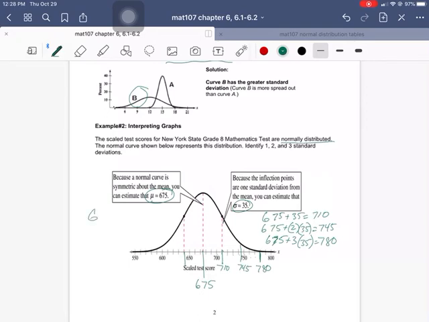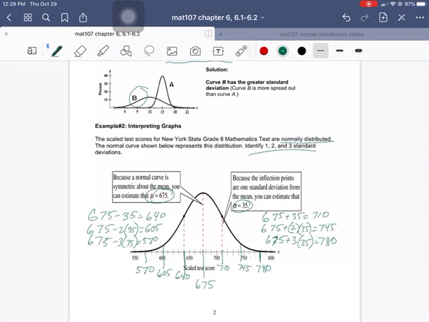Now on the downside, you have 675 minus 1 standard deviation, which gets you 640. So that's right here, 640, 1 standard deviation on the lower end. Minus 2 times 35 gets you 605, so 605 is right about here. 3 standard deviations, 570, right there. We have marked the 1, 2, and 3 standard deviations of this data set.